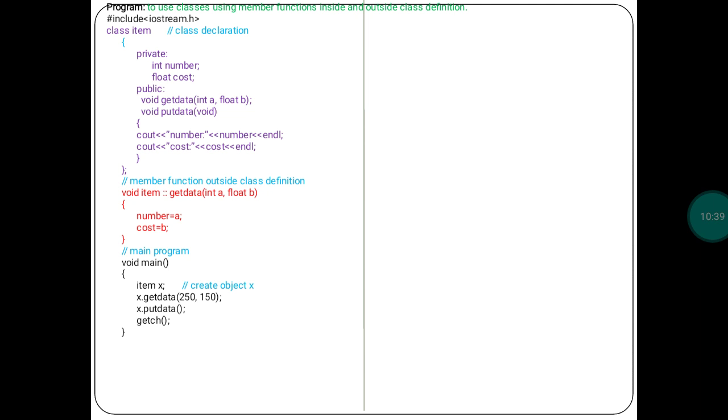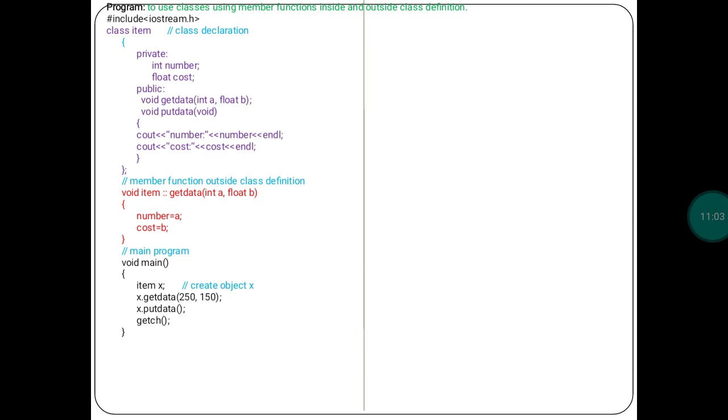But for displaying, for put data, we write the code inside the class definition. For the get data function, for getting the information, we have written the code outside the class definition. Then after that, in the main program, we have item x. Item is a class name, x is an object name.